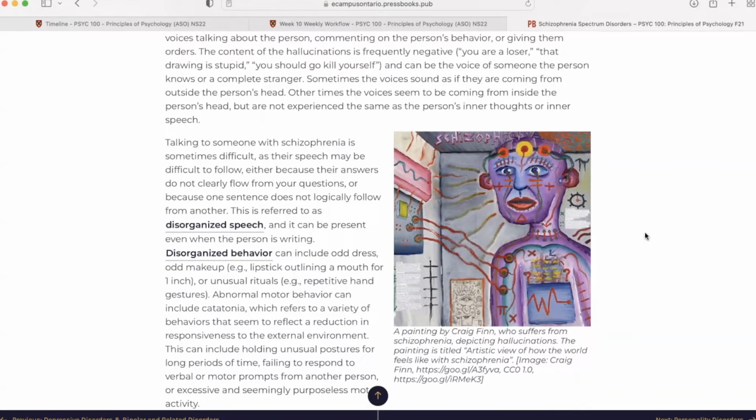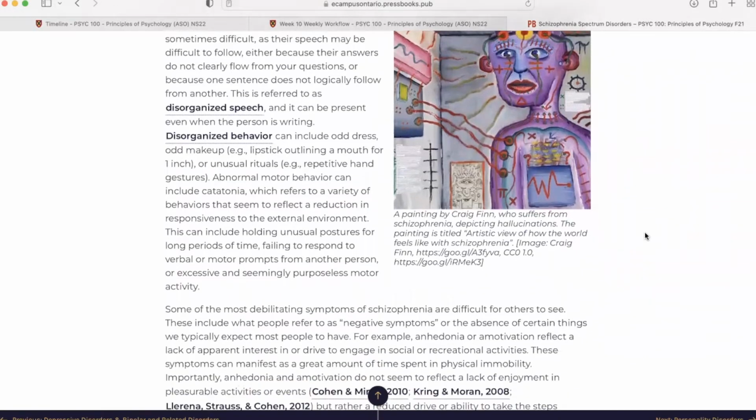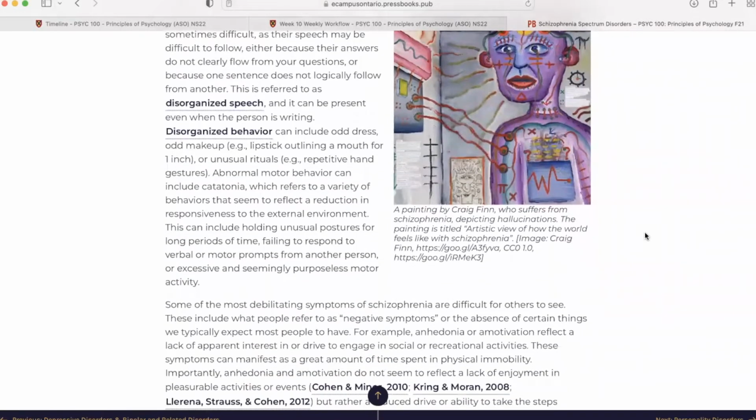Talking to someone with schizophrenia is sometimes difficult, as their speech may be difficult to follow, either because their answers do not clearly flow from your questions, or because one sentence does not logically follow from another. This is referred to as disorganized speech, and it can be present even when the person is writing. Disorganized behavior can include odd dress, odd makeup, or unusual rituals.